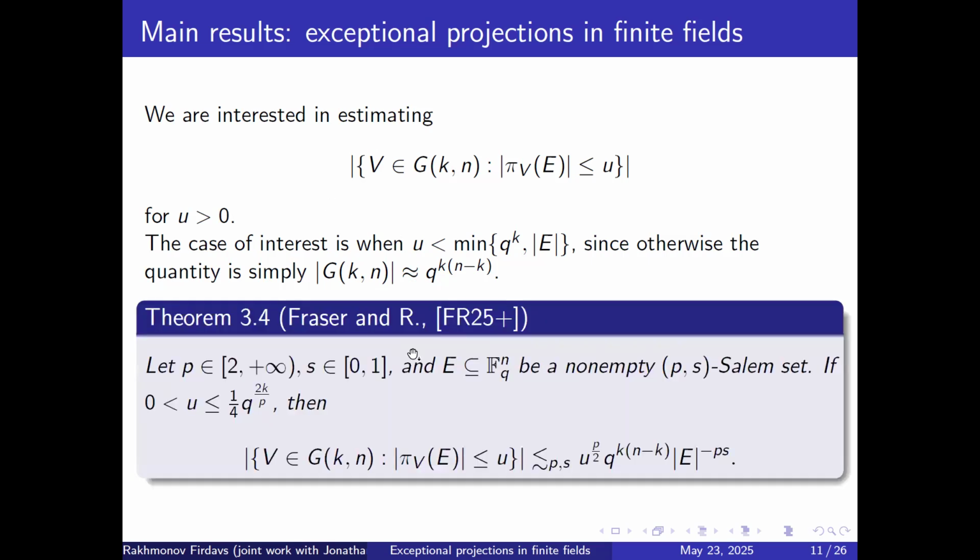Okay, so our main result is the following. If we have two parameters, P from 2 to plus infinity and S between 0 and 1, and E is a non-empty PS Salem set, and u is small, then the size of the exceptional set is at most this. Here, q to the k(n-k) is the size of the Grassmannian. This result depends on two parameters, P and S, so it gives us some flexibility.